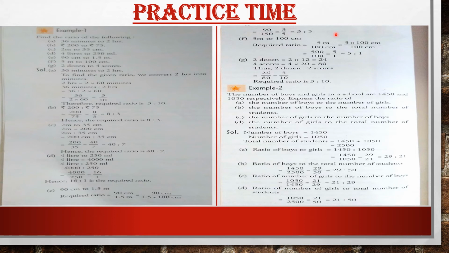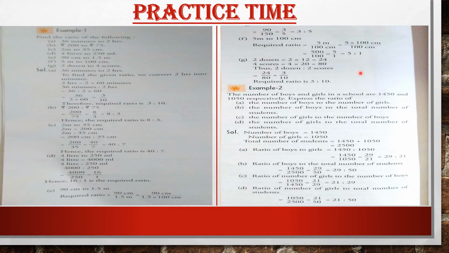Question F. 5 meter to 100 cm. Convert 5 meter to cm. So our required ratio is 5 meter by 100 cm equals 5 into 100 cm divided by 100 cm, which is equal to 500 by 100. 0 gets cancelled in numerator and denominator. We get 5 by 1. Hence our required ratio is 5:1.